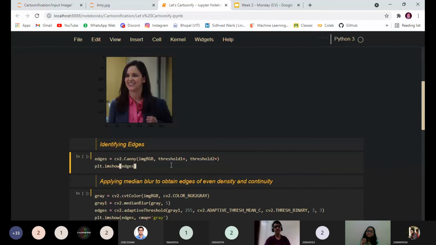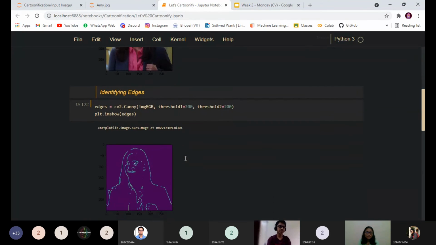So, we'll continue with the same nomenclature. We will create a new image called edges, and it would be used as a mask on the later parts. What we are essentially doing here is applying Canny edge detection, and let's play around with some threshold values. Let's put something like 200 and 200, and see what kind of input and output it gives.